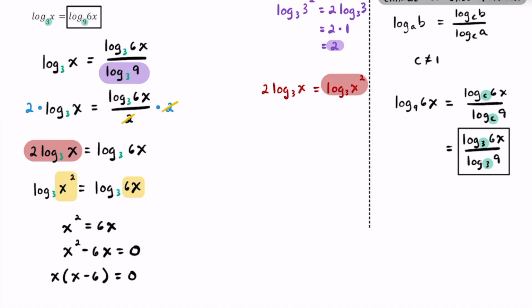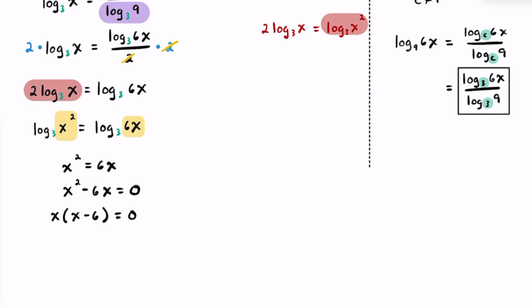Using our zero product property, we know that in order for this to be true, either this x has to be equal to 0 or this x minus 6 has to be equal to 0. So for the first part, for x to be equal to 0, that would mean x equals 0 would be a possible solution here. And for x minus 6 to become 0, that binomial, x would have to equal positive 6.